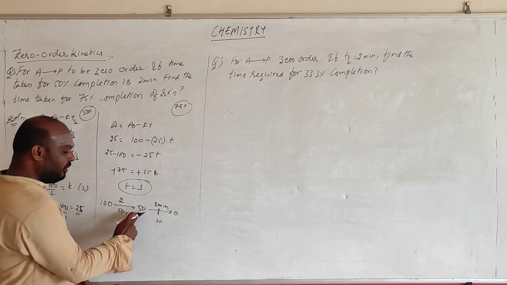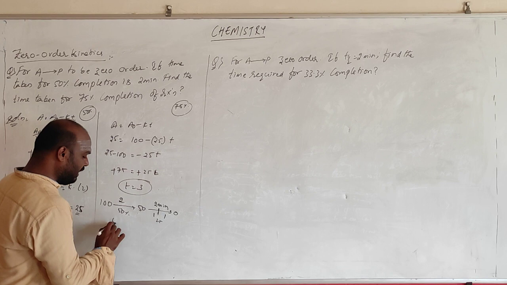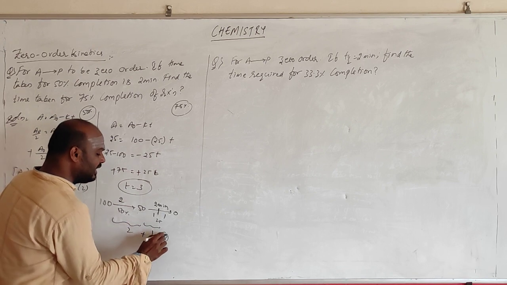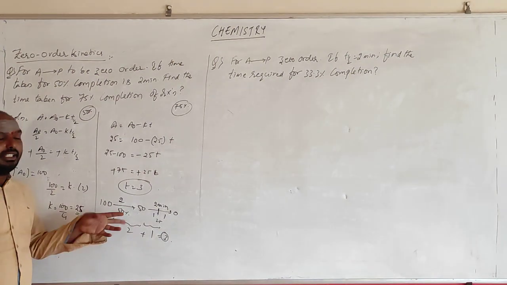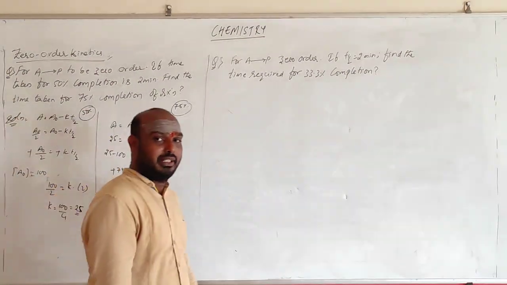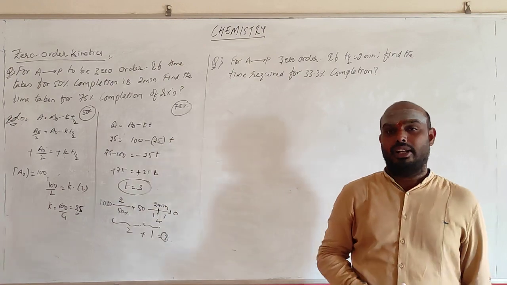So 50 to 0 is 2 minutes, and 50 to 25 is 1 minute. So here it is 2, here it is 1, so total is 3 minutes. This is the shortcut way, because it is independent of the concentration. This can be followed. So total it is 3 minutes. You can do it directly in this method or you can go with the formula.